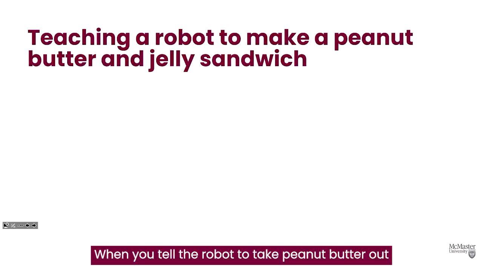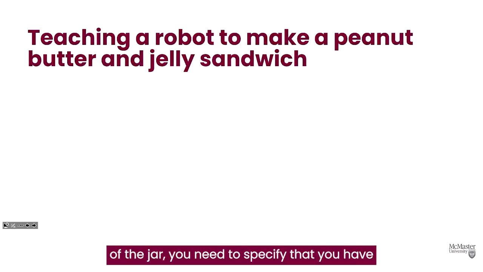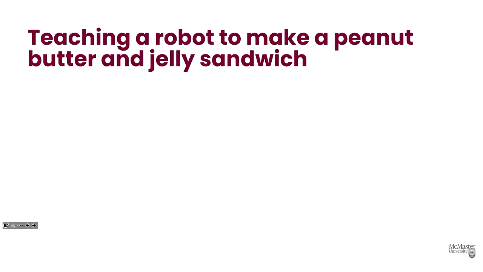When you tell the robot to take peanut butter out of the jar, you need to specify that you have to open it first. And then you have to do the top. All right. So maybe even specify the method of opening it.